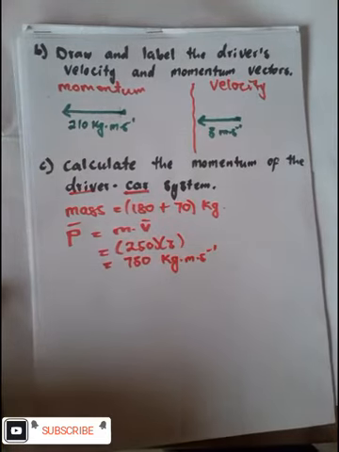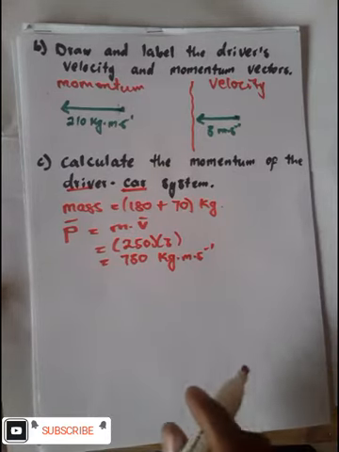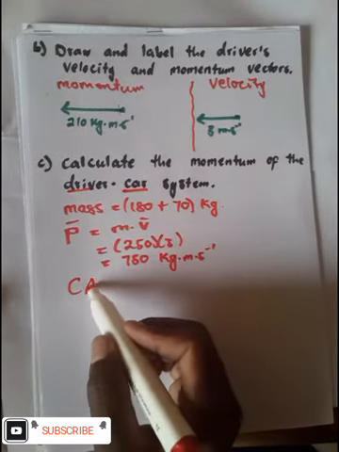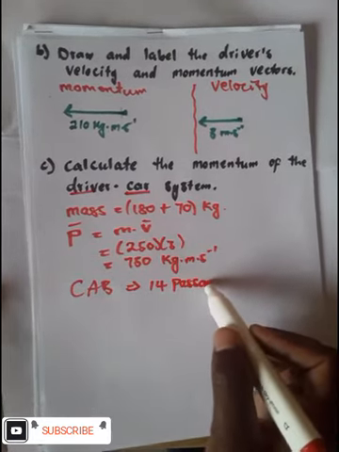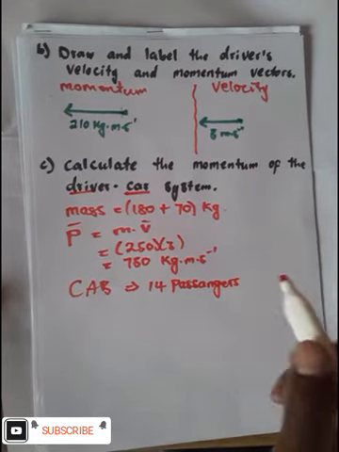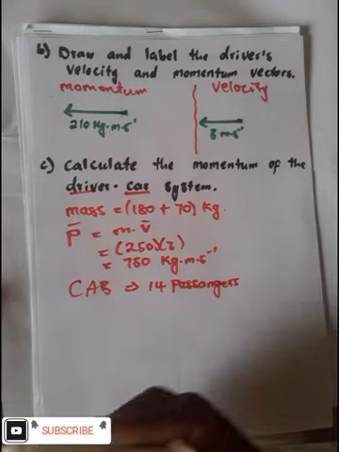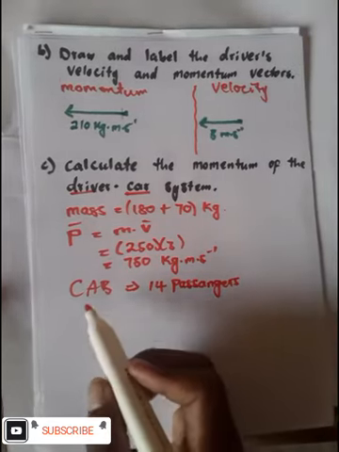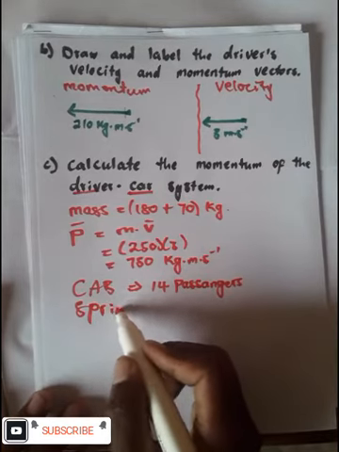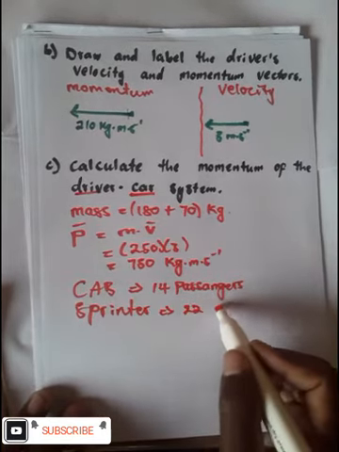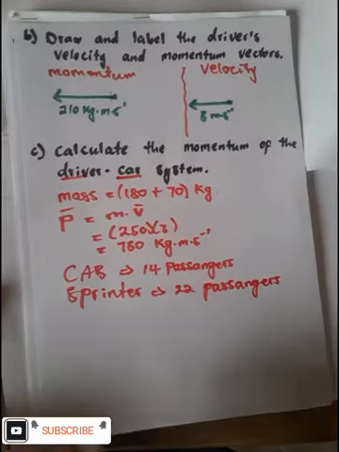As I have said, the momentum is directly proportional to the mass and velocity. So if you increase the mass, the momentum increases. That means it's harder to stop that object. So take a cab that has 14 passengers, and a sprinter that has 22 passengers. Even if they have the same velocity, the one with more mass is going to have higher momentum, which is this one.